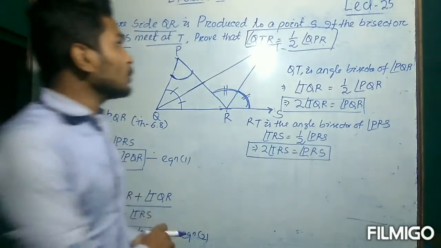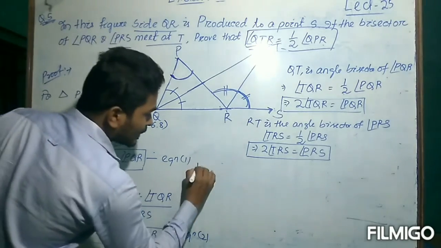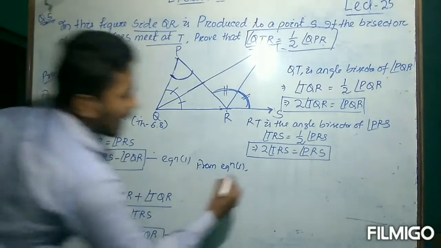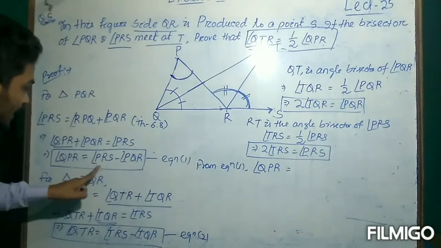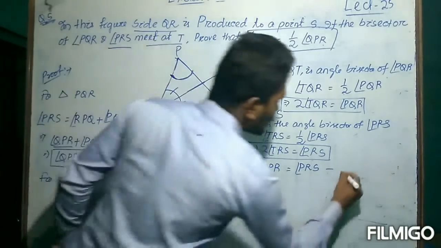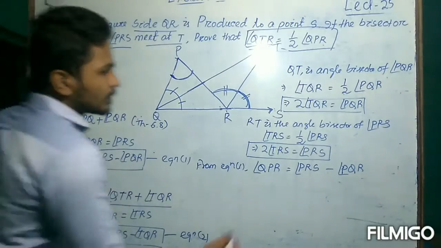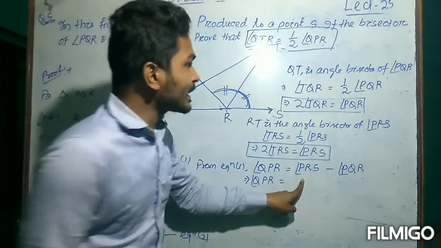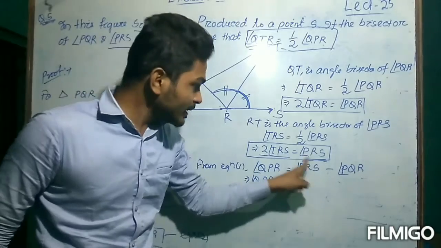Next we have to prove this thing. From equation 1 we get QPR. Understand it clearly? QPR is equal to PRS minus PQR. This is equation number 1. So here QPR is equal to PRS. PRS is how much? We find PRS is 2 times TRS. Yes or no? Yes, we find it.